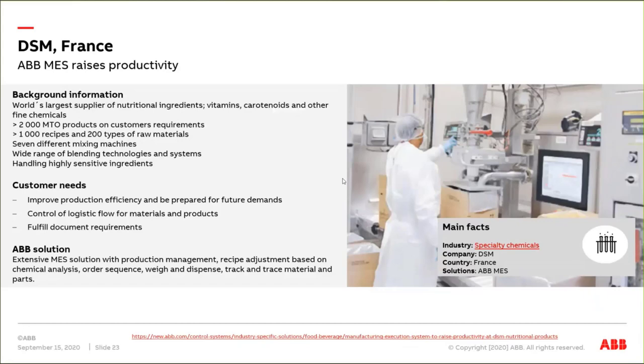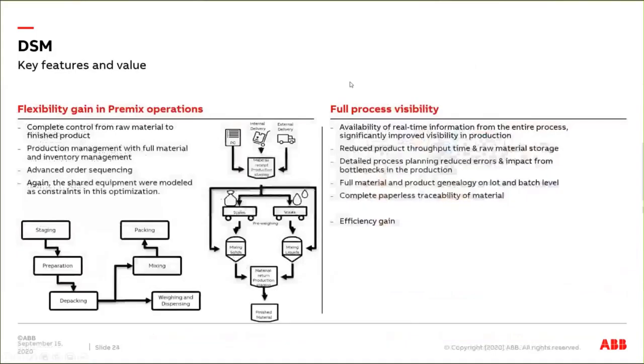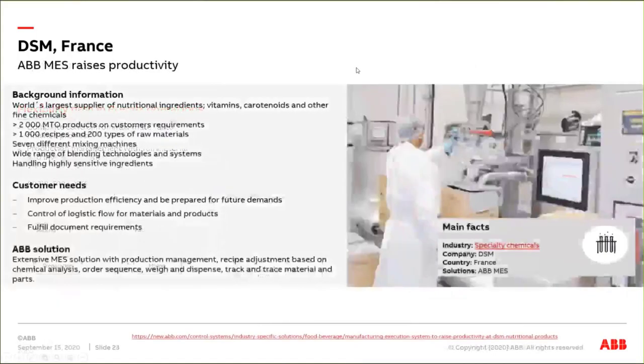And this requires more than 1,000 different recipes and 200 types of raw materials. This, of course, includes several different mixing machines and assets, up to 8,000 liters for tanks and reactors, and a wide range of blending technologies around the plant. This type of product needs specific care because, of course, it's food grade, and the handling of sensitive materials has to be considered.